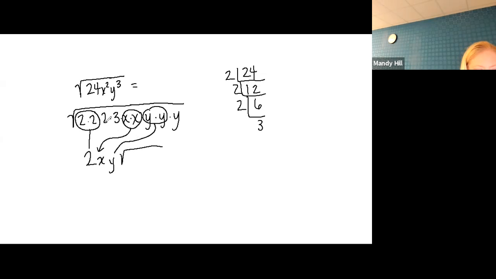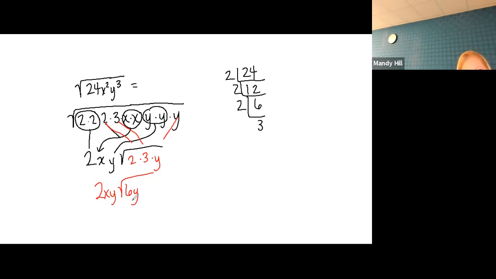All the rest of the stuff, the 2 and the 3 and the y that was left, goes underneath the radical. So my final answer would be 2xy, 2 times 3 is 6, y underneath the radical.